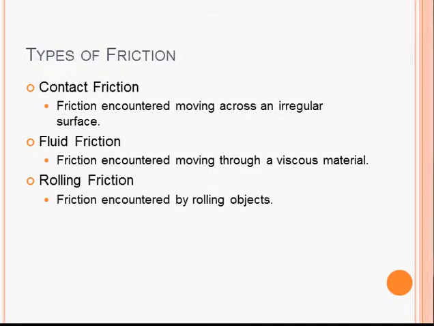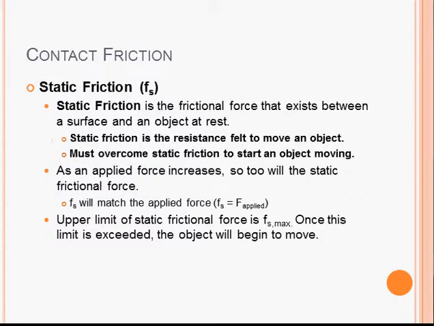There is a third type of friction that we will not be talking about, but I wanted to bring it up, and that is rolling friction. And that is the friction encountered by some sort of rolling object. Basically, by having some sort of rolling object there, you can minimize friction. That's the idea of ball bearings in a variety of machinery. It helps reduce the friction level. Alright, so let's focus on contact friction for now.